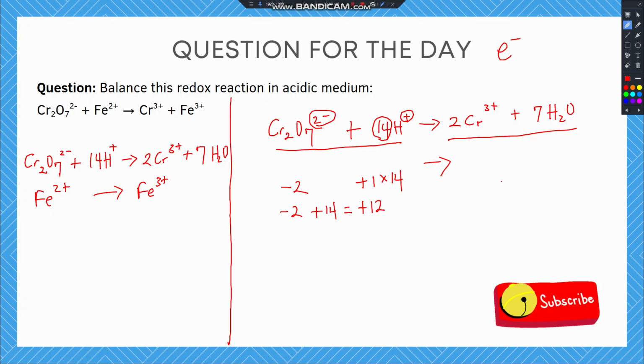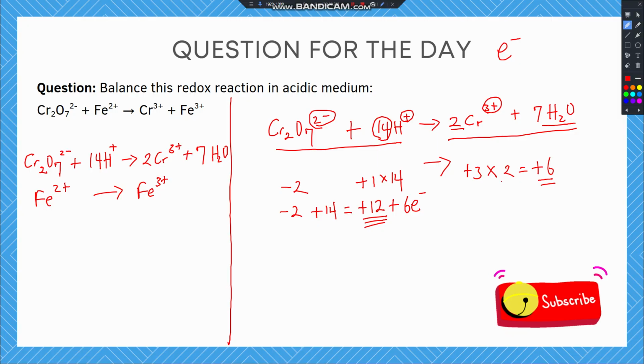On the right hand side, we have a charge of +3 over here. Let's indicate it. And it has a coefficient of 2. So that becomes +3 times 2, which is +6. And then there are no charges attached to this water molecule. So the total charge on the right hand side is +6. So we have +12 on the left and +6 on the right. Now the question becomes, where do we need to add more electrons? Of course on the left hand side, because this side is more positive. And we need to add 6 electrons in order to make the charges balanced.